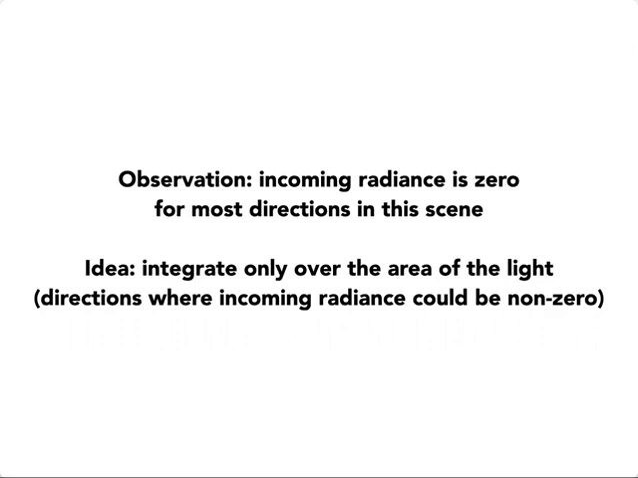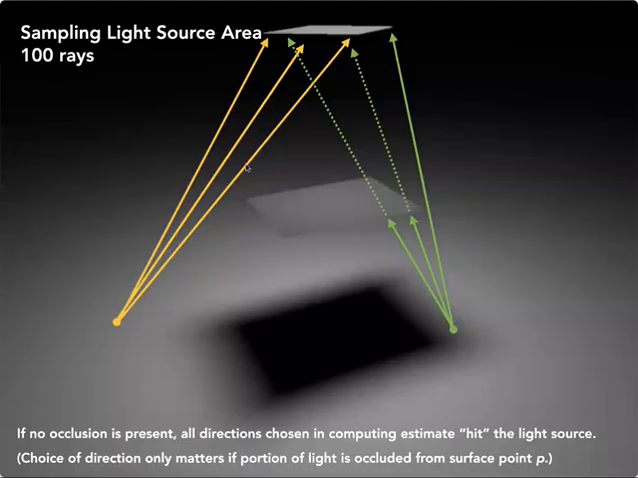Only choose directions where the incoming radiance could be non-zero, okay? That looks more like this picture, okay? So for each of these 2 positions shown here, we cast rays, say 100 rays, but the 100 rays all will be in directions that are subtended by this area light source over here.